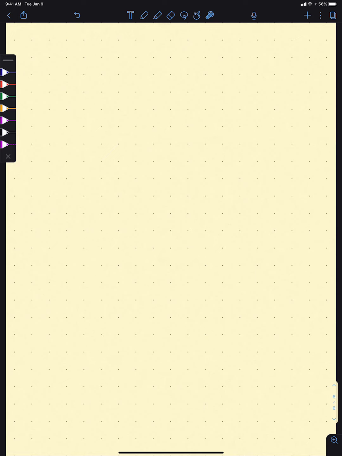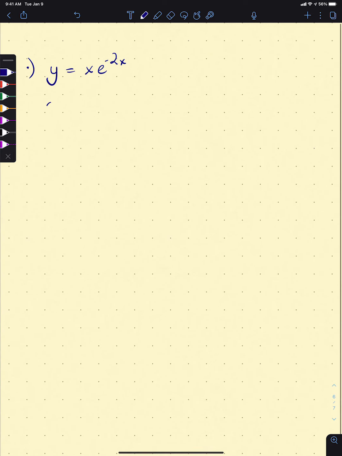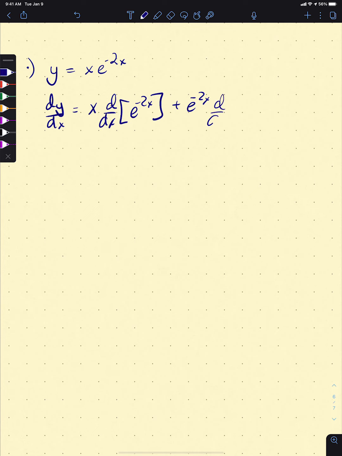We can also throw in a product rule with this. Say y is x e to the minus 2x. When we do this, we're looking for dy dx. Once again, we're going to have x times the derivative of e to the minus 2x because we're looking to use the product rule, plus e to the minus 2x times d dx of x.